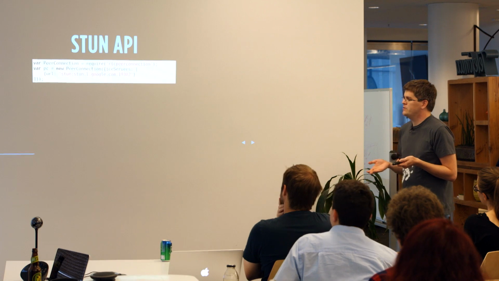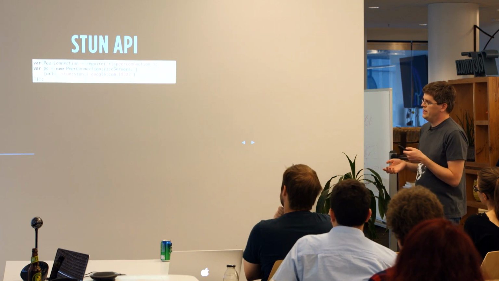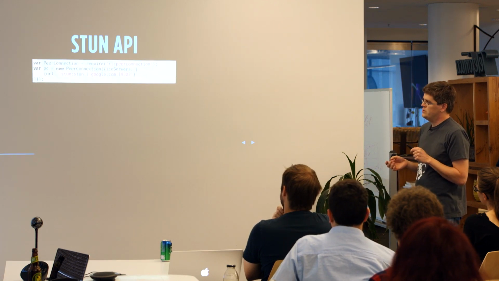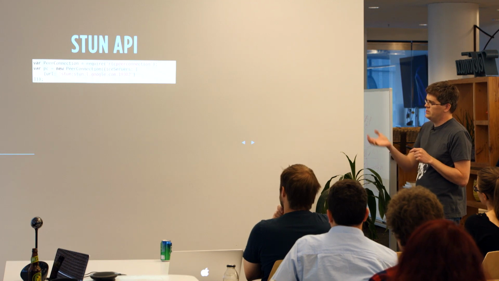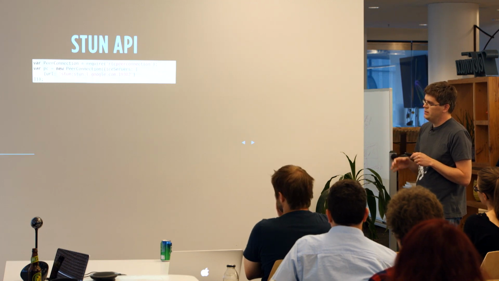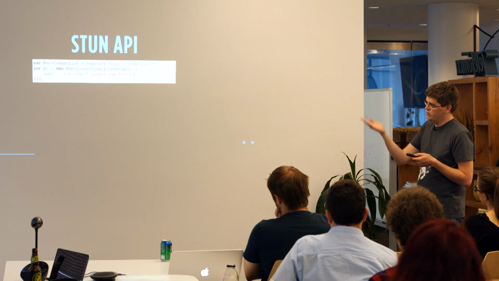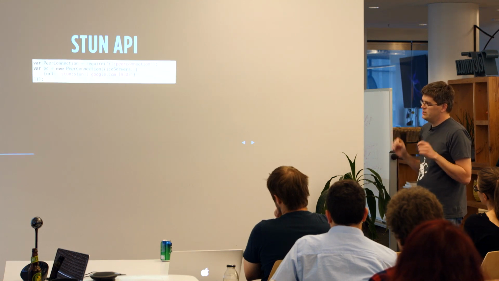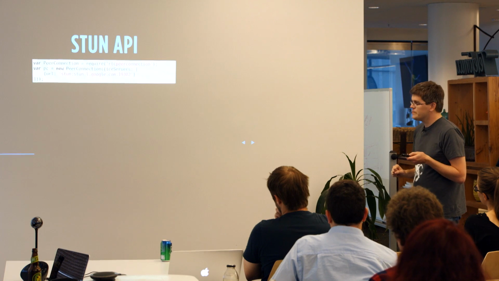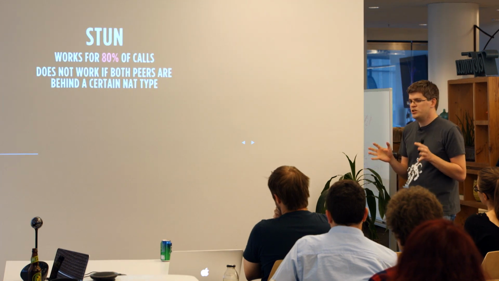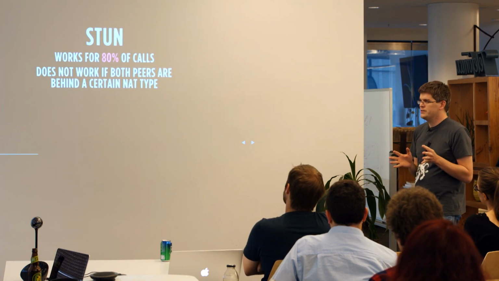So the API for that is pretty simple. You pass an iceServers argument to the peer connection constructor, which is an object with a URL. It is a STUN URL, as you can see, and Google is running this free STUN server. So it works for 80% of the calls.